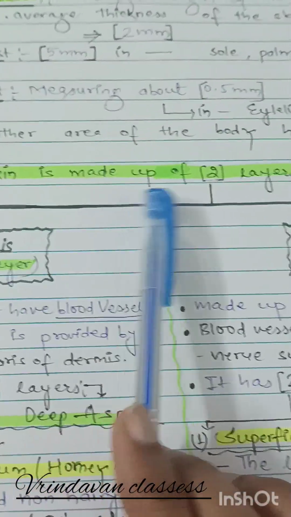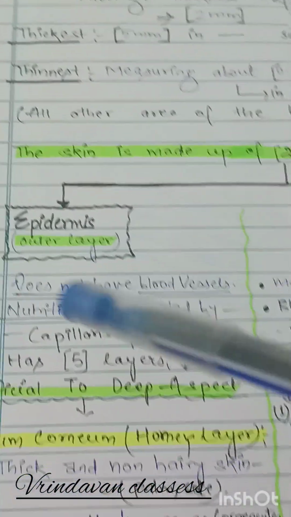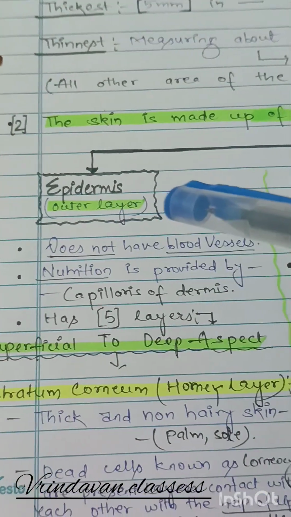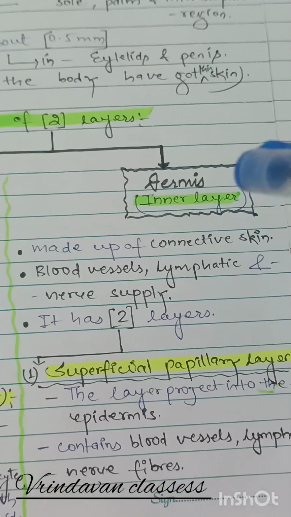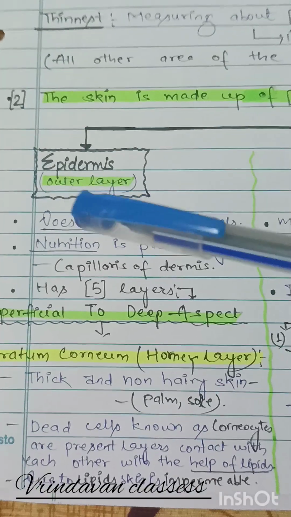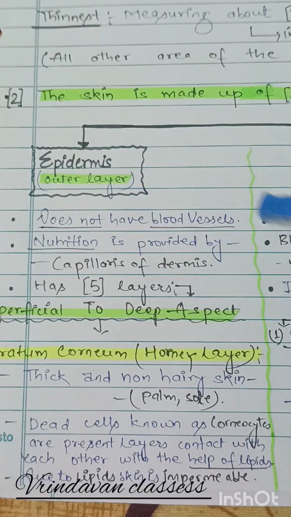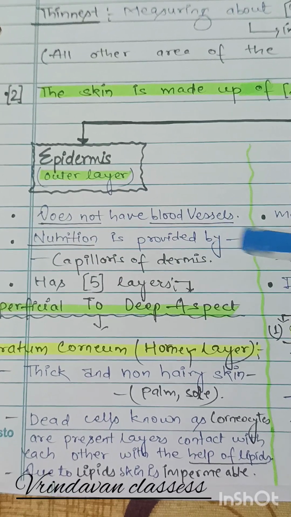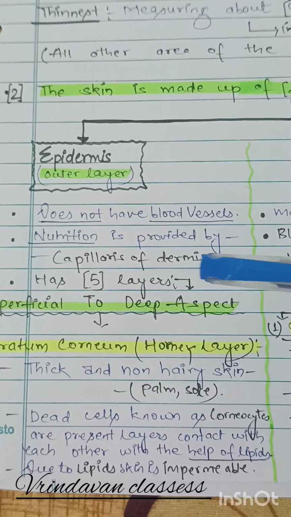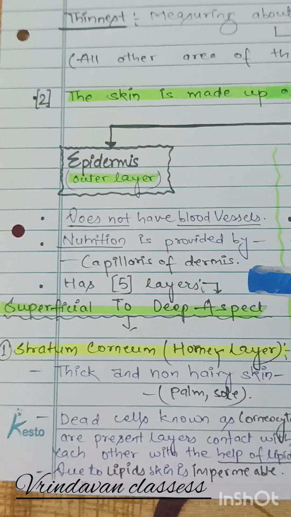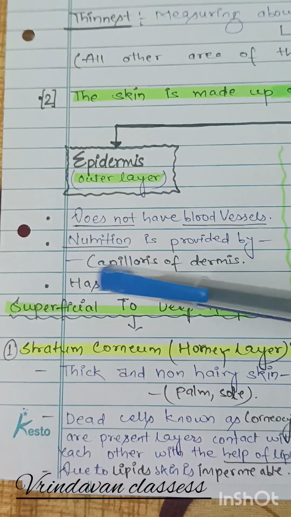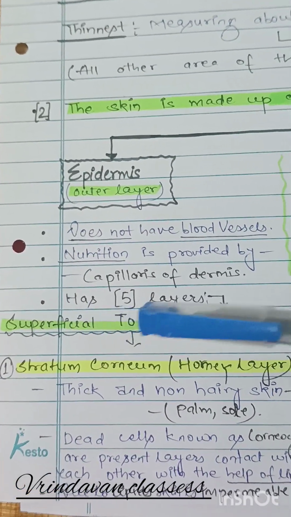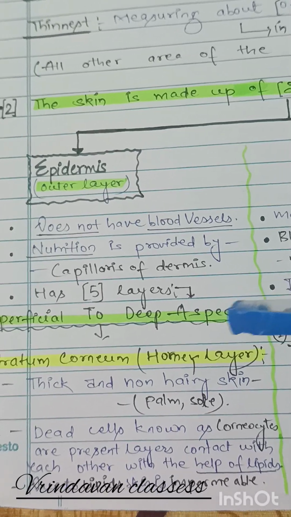The skin is made up of two layers. The first one is the epidermis, which is the outer layer, and the second one is the dermis, which is the inner layer. Now, the epidermis does not have any blood vessels. Its nutrition is provided by the capillaries of the dermis. It has five layers. From superficial to deep, the first layer is the stratum corneum, also called the horny layer.